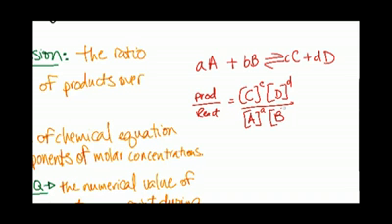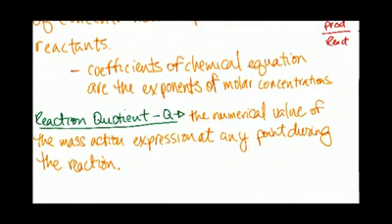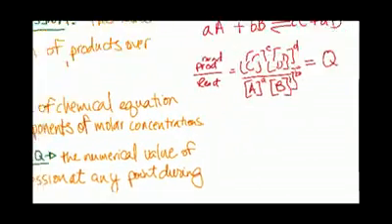And at any point in this reaction, if we plug in these concentrations with the given coefficients, we find what's called the reaction quotient, otherwise Q. Alright? So the reaction quotient is the numerical value of the mass action expression.